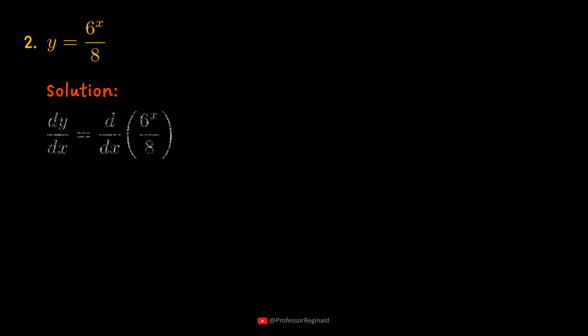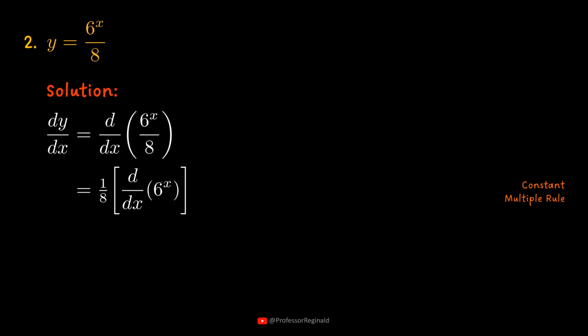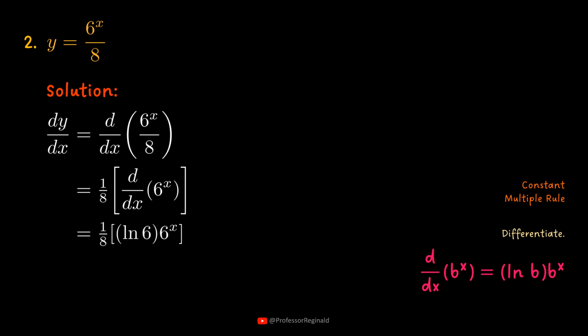Number 2. y equals 6 raised to x all over 8. Solution. Apply the constant multiple rule. Then differentiate using the general exponential function rule. Thus, the derivative of y with respect to x is equal to the natural logarithm of 6 all over 8 times 6 raised to x.